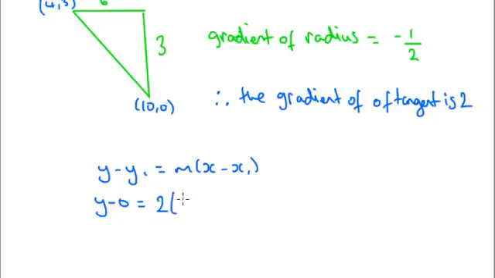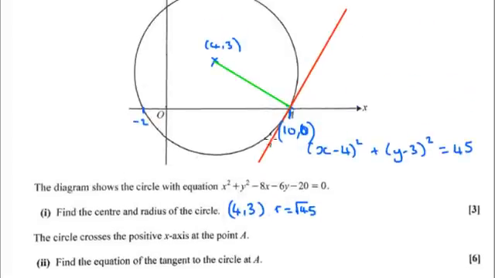y is equal to 2 for the gradient, times (x − 10). So that's 2x − 20. That's the equation of the tangent line at A. y = 2x − 20.